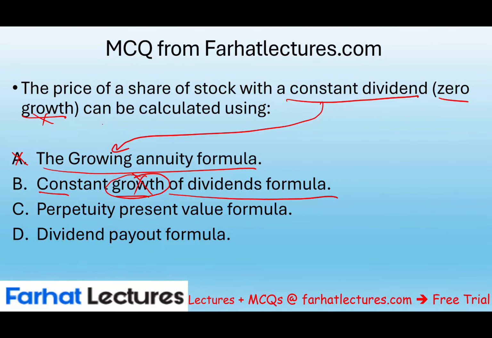Out. Perpetuity present value formula. Yes. If it's zero growth, it uses the perpetuity formula, which is the price of zero equal to the dividend divided by the rate of return. Dividend payout formula? No, dividend payout formula is how much the company pays out in dividend. That's totally separate. For example, if the company makes $100, they pay $30, so the dividend payout is 30%. Well, obviously the remaining will stay in retained earnings. It's called retained earnings. Therefore, the answer to this question is C, the perpetuity present value formula.